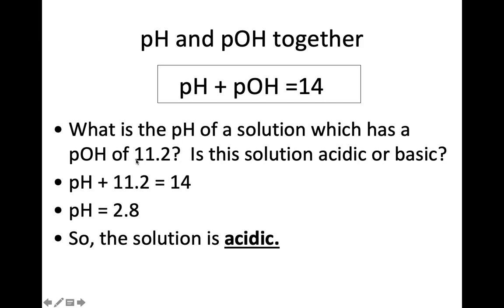Okay, so the pOH is 11.2. So that's telling you what the pOH is. So how do you find the pH? You subtract it from 14. The pH is 2.8. And everything goes around the pH. So a pH of 2.8 means it's an acid. Why do they have to do that? Why is it so complicated?